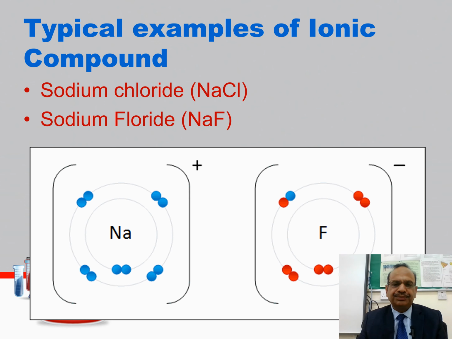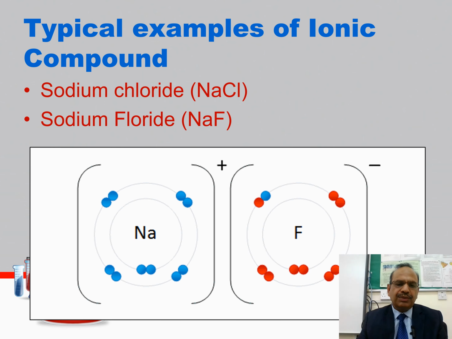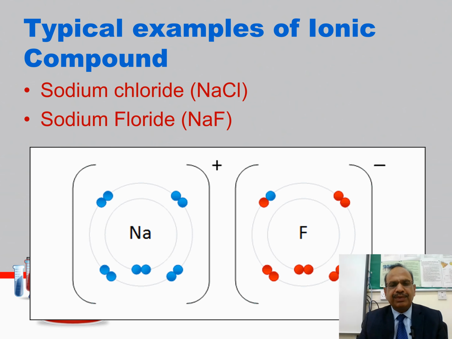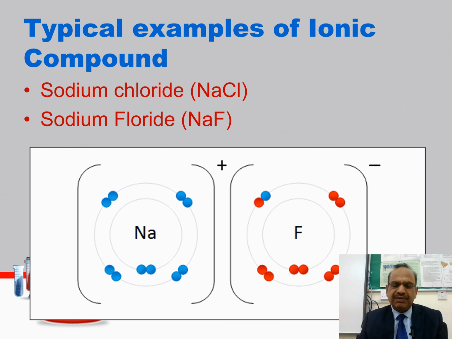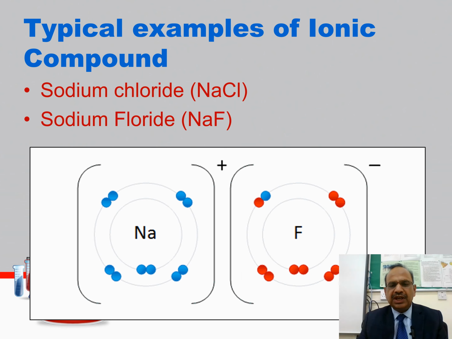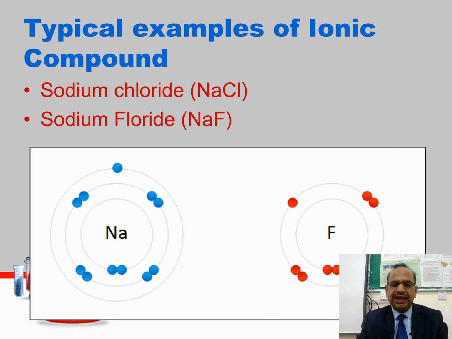Look at sodium. It loses one electron and has a plus one charge. Now it is a positively charged ion. And fluoride also belongs to the same group of the periodic table as chlorine, the seventh group. It also requires one electron to complete its outermost shell. Its atomic number is 9, so 2 in the first shell and then 7. So it also gains one electron to complete its octet, and it gets a negative charge.